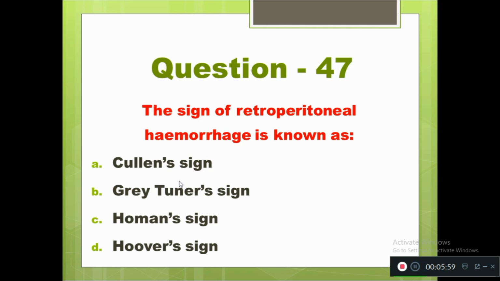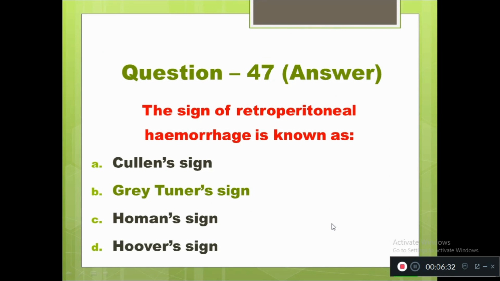Homan's sign is the dorsiflexion sign of deep vein thrombosis. And what is Hoover's sign? Hoover's sign of the leg is a leg paralysis sign. It is a maneuver aimed to separate the organic form and non-organic form of paralysis of the legs. So the right answer here is Grey Turner's sign, which is known as bruising of the flank. It is a sign of retroperitoneal hemorrhage.